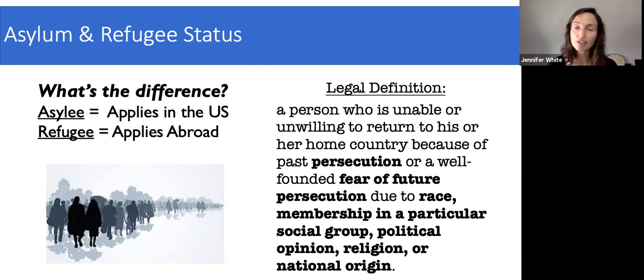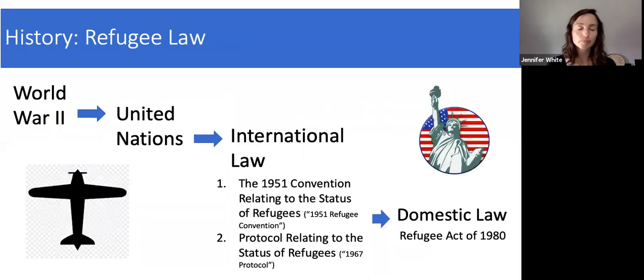So the legal definition is that you either suffered past persecution or you have a well-founded fear of future persecution on account of one of 5 grounds. So race, membership in a particular social group, political opinion, religion, or national origin. That's what the definition is. Same definition for asylees and refugees.